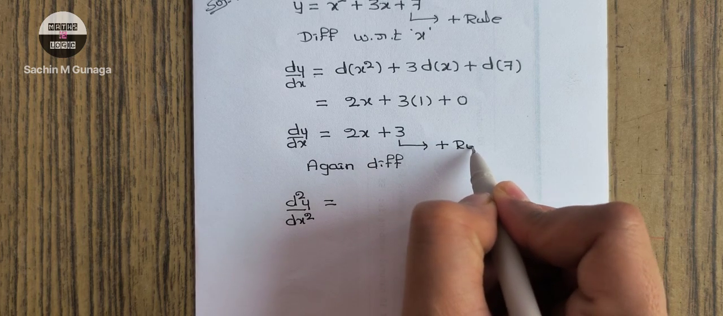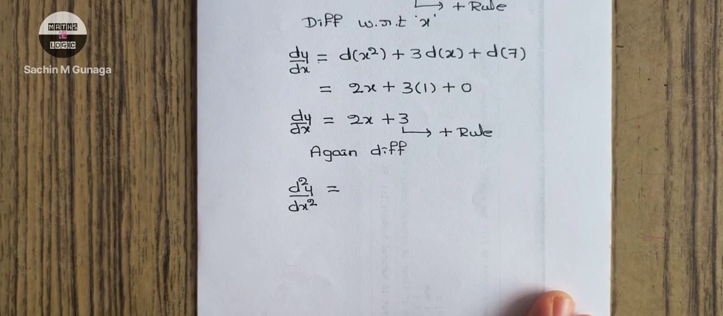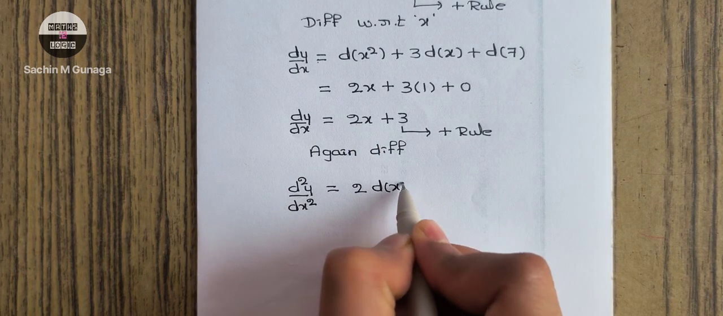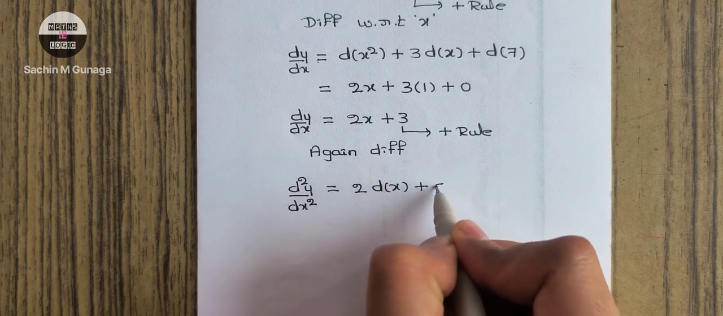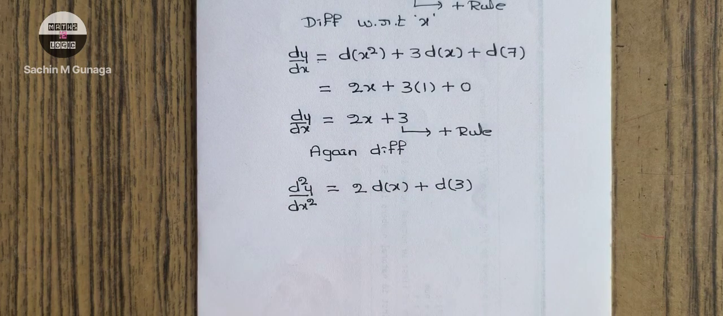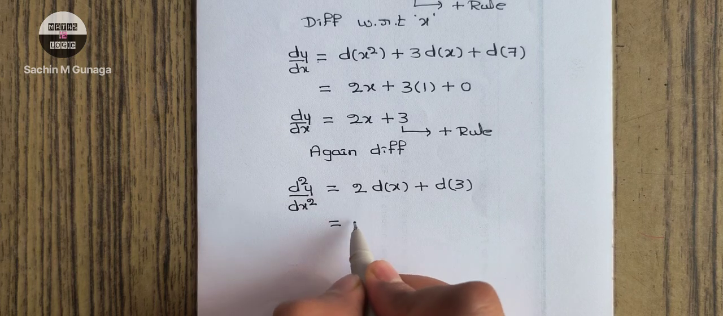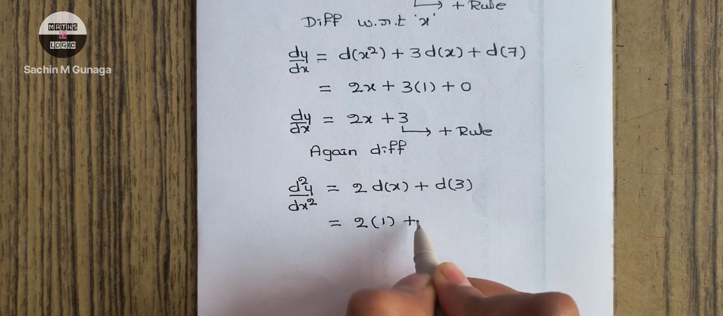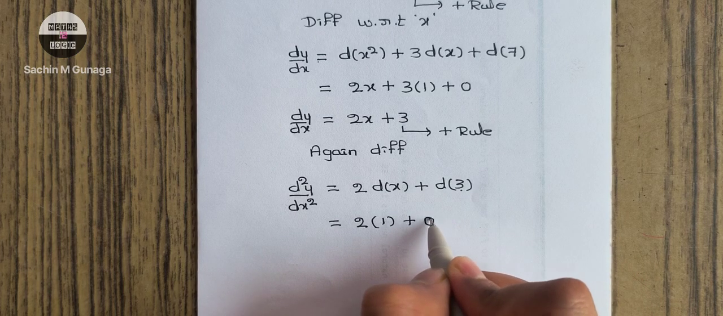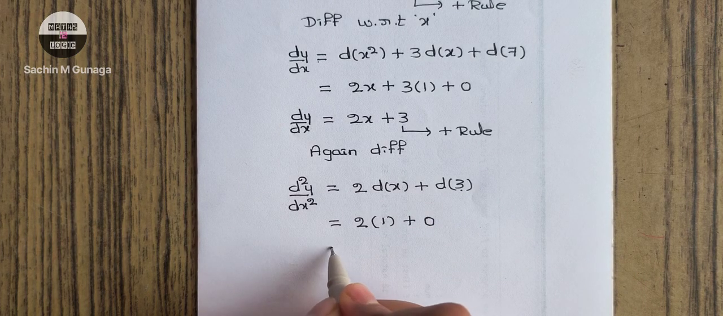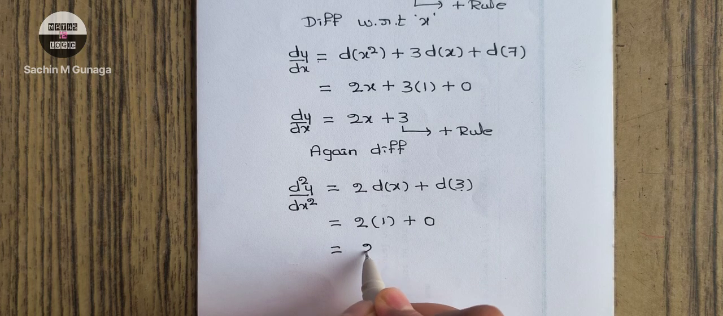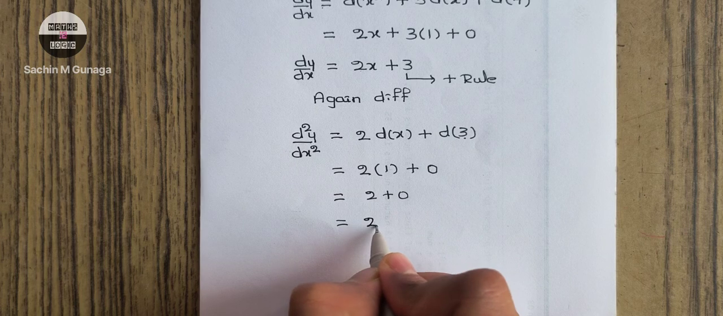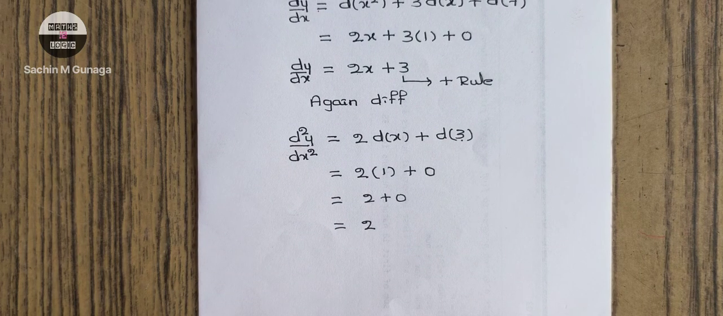So again we are going to apply the plus rule of differentiation. Take the number outside, and differentiate x plus a pure number. 2 is the number, keep it outside. The differentiation of x is 1, plus the differentiation of a pure number, which is 0. Therefore finally 2 into 1 is 2, plus 0. So 2 plus 0 is 2. So this is the final answer.